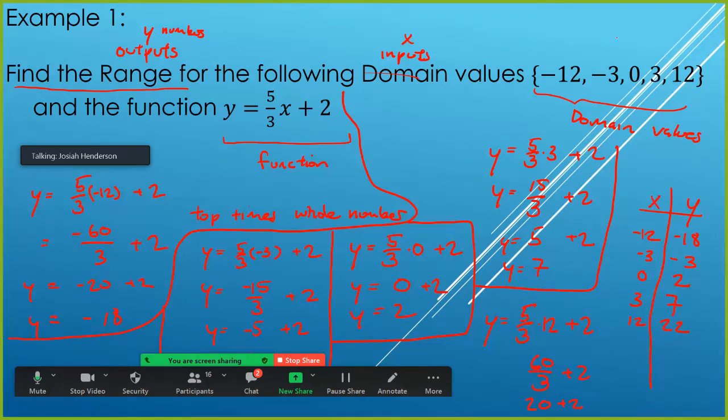So they gave us a domain list. So our range list, I'll write at the top here. We're going to use those fancy brackets, and then we're going to list off the numbers in the same order we got them with the domains. So negative 18, negative 3, 2, 7, and 22. And hallelujah, we're done. We found 5 different outputs to go with those 5 inputs, 5 domains.